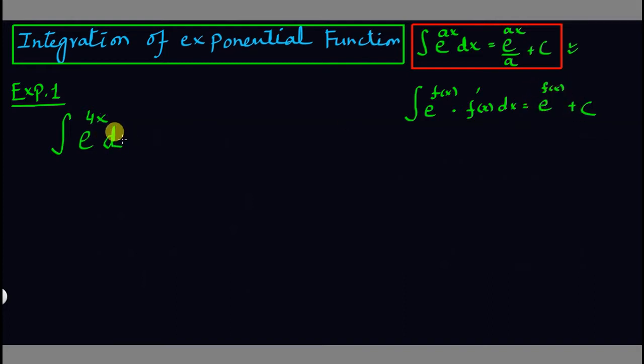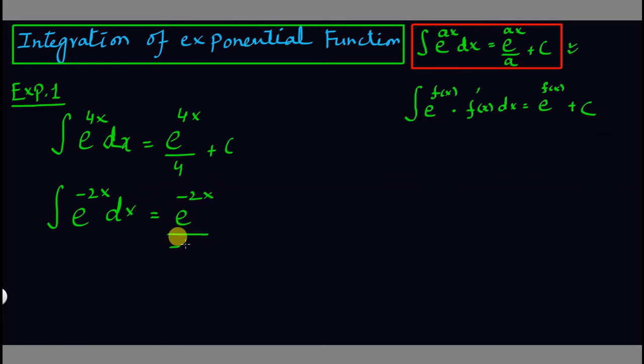Okay, this is the first example. In the first example you can solve this question by the upper formula, this one. You just place e raised to power 4x and divide it by 4 plus c. It is very easy. Similarly, if you have e raised to power minus 2x, just e raised to power minus 2x divided by minus 2 plus c.